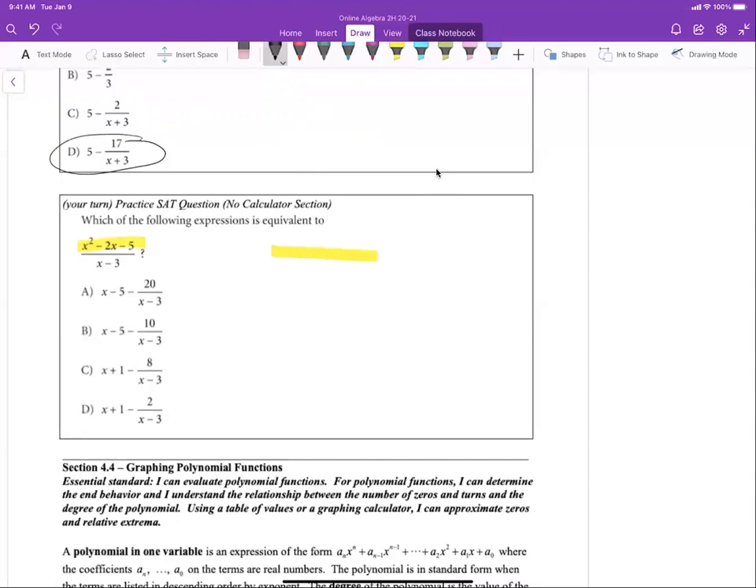I have a 1, a -2, a -5. I will switch the sign here. I will have a +3. I will bring down the 1. I will get a 3. I will have a 1. I'll get a 3. I'll get a -2. -2 is my remainder. This is my x to the 0, x to the 1, and you will see your answer right here.